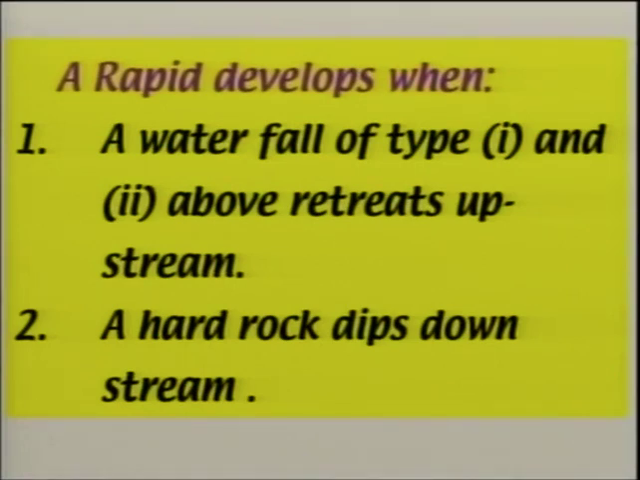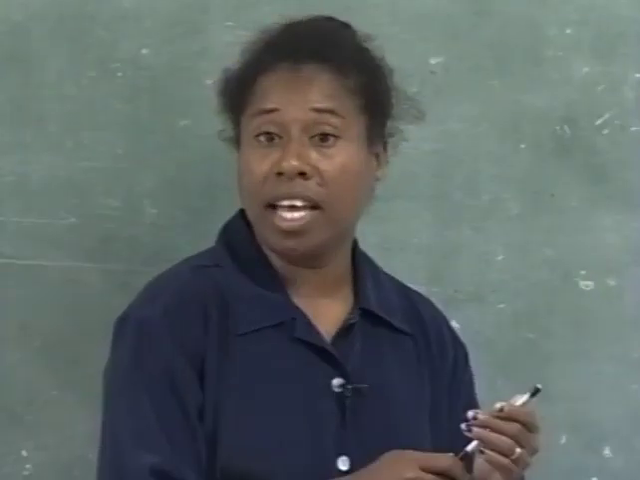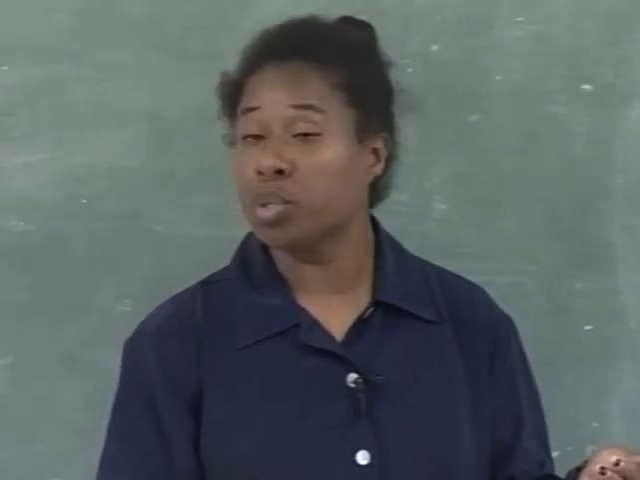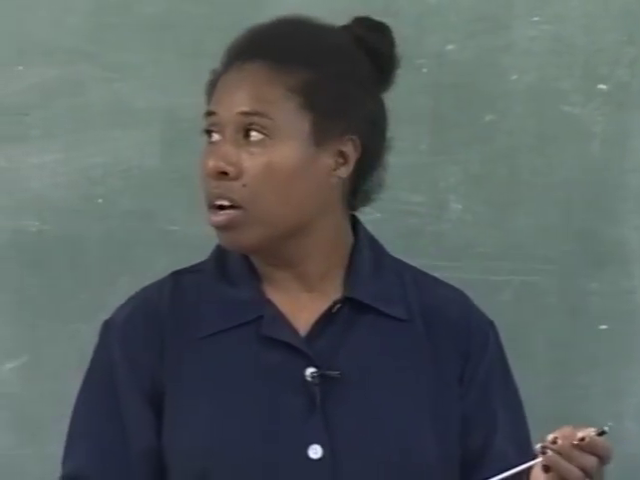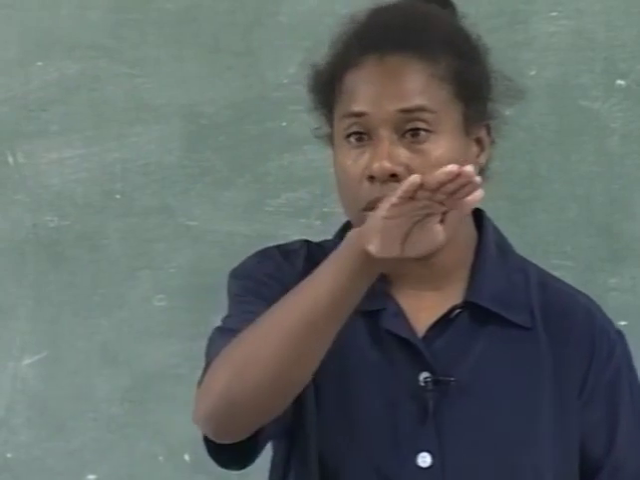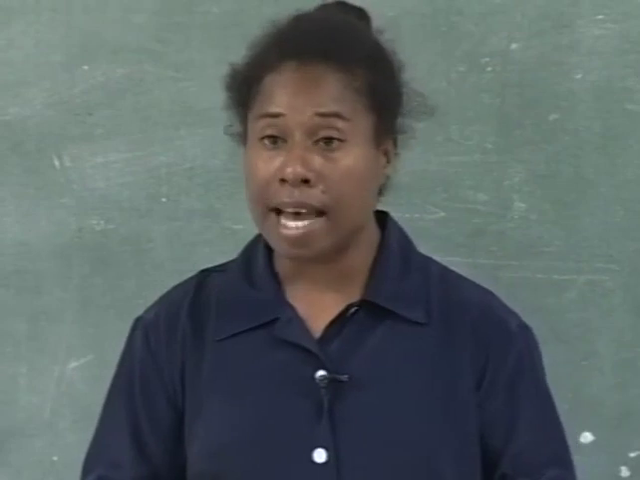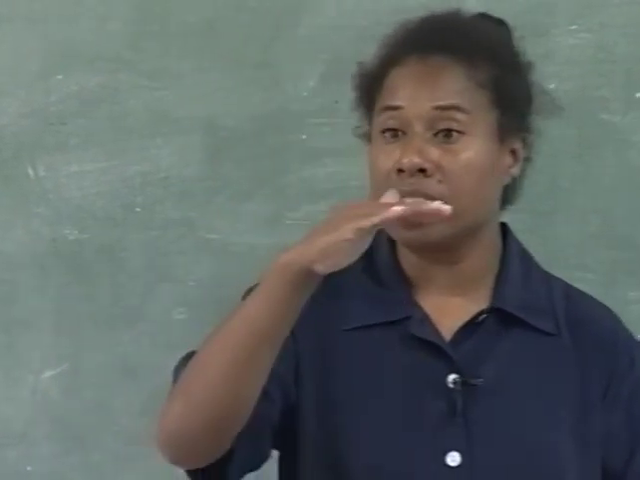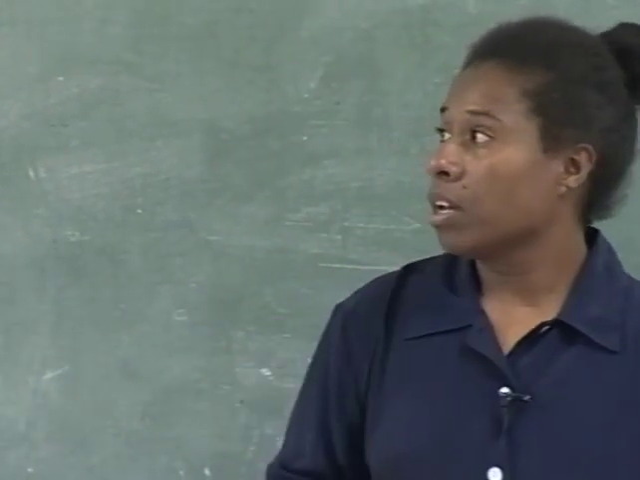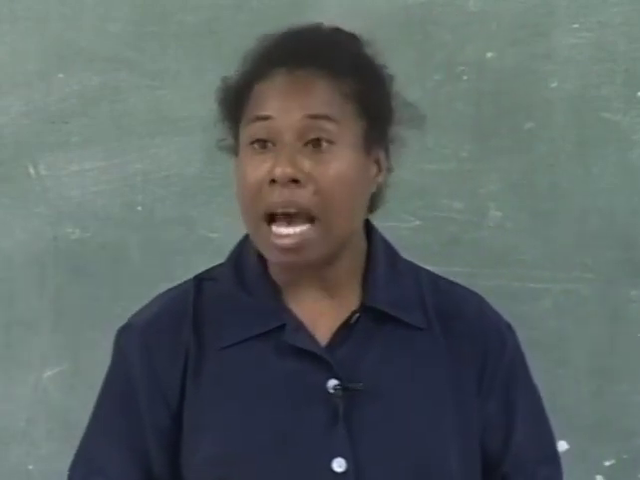Okay, have you made note of that information? Okay, let's look at the first information given there. It tells us that a rapid develops when a waterfall of type 1, which is hard rocks lying horizontally across the riverbed, and type 2, of which the hard rock is dipping upstream, retreats upstream.